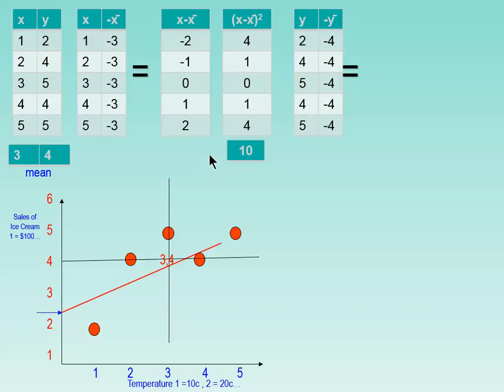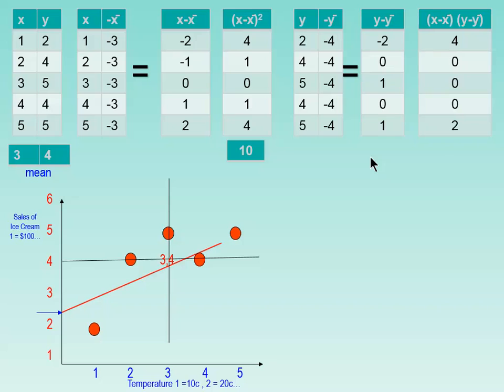Now we're going to deal with our y. So we don't square our y, but we do take the mean of the y and subtract it from our y data. So here's our y data. We take our y data and subtract the mean. And this is our result.